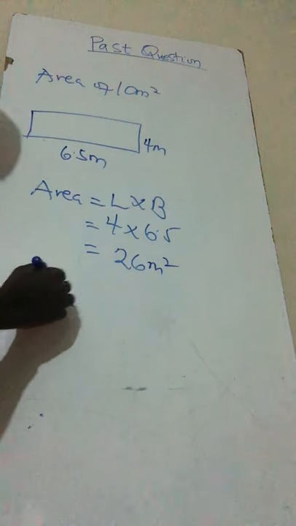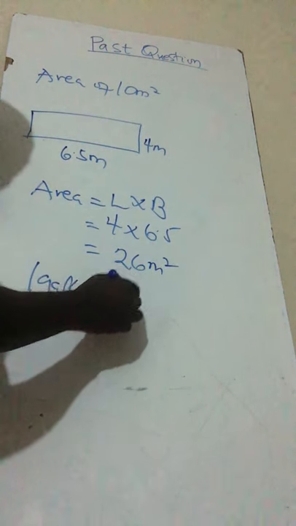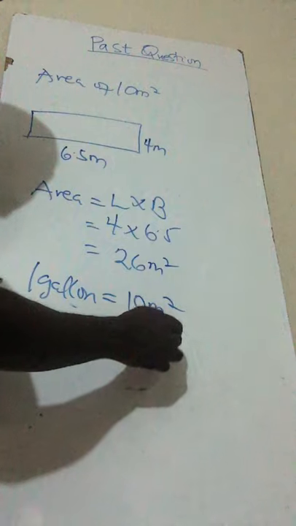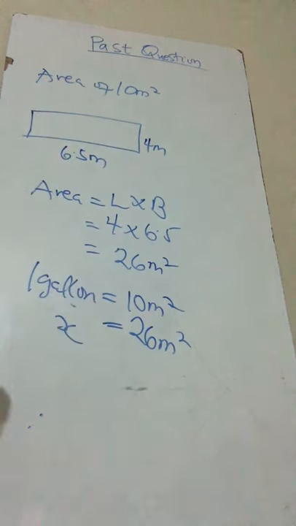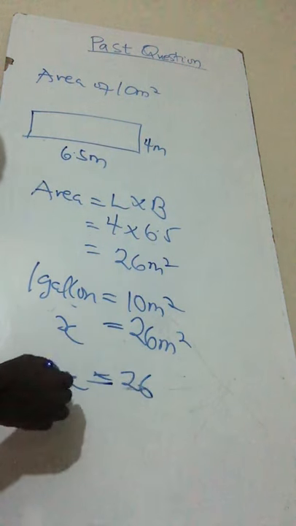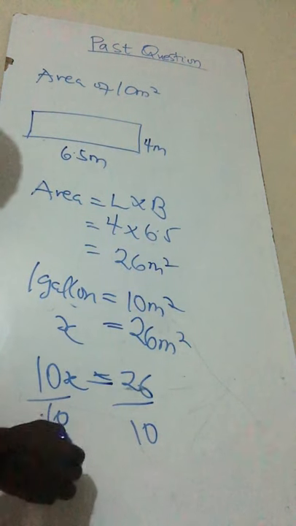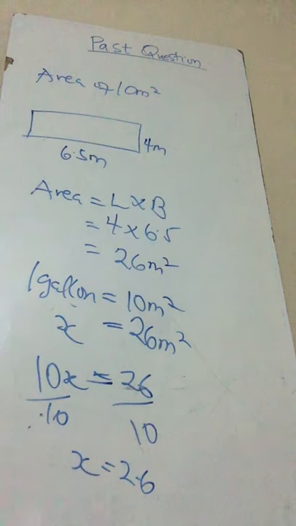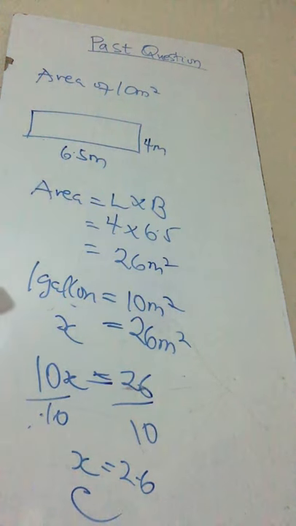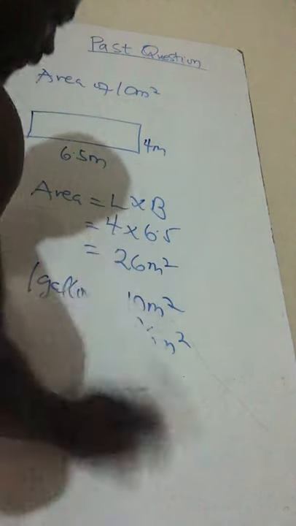And so if one gallon can paint 10 meters square, then how many gallons can paint 26 meters square? We just cross multiply. So it becomes 10x is equal to 26. Divide both sides by 10. So you get x equal to what? 2.6. So the number of gallons that can paint this is 2.6 gallons. Are you okay? So the answer is C for number 16. Alright, so now let's go to number 17.